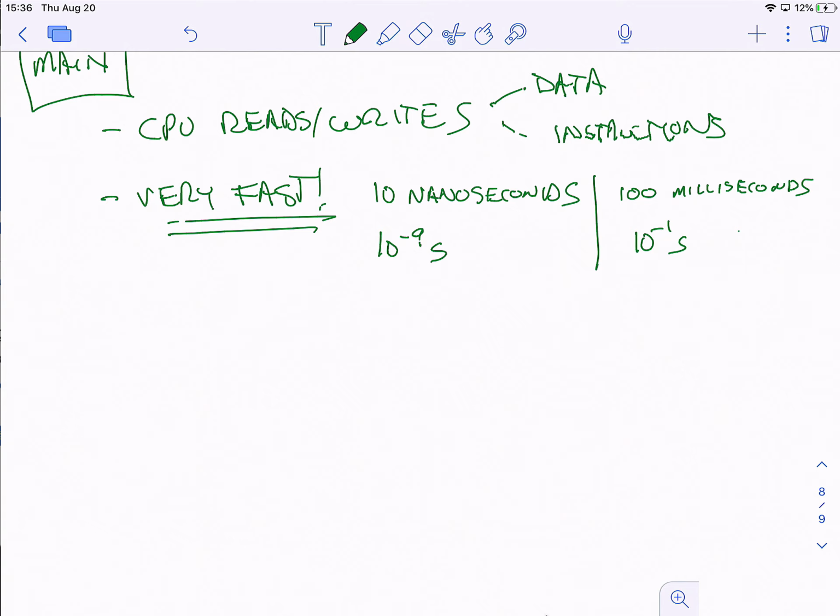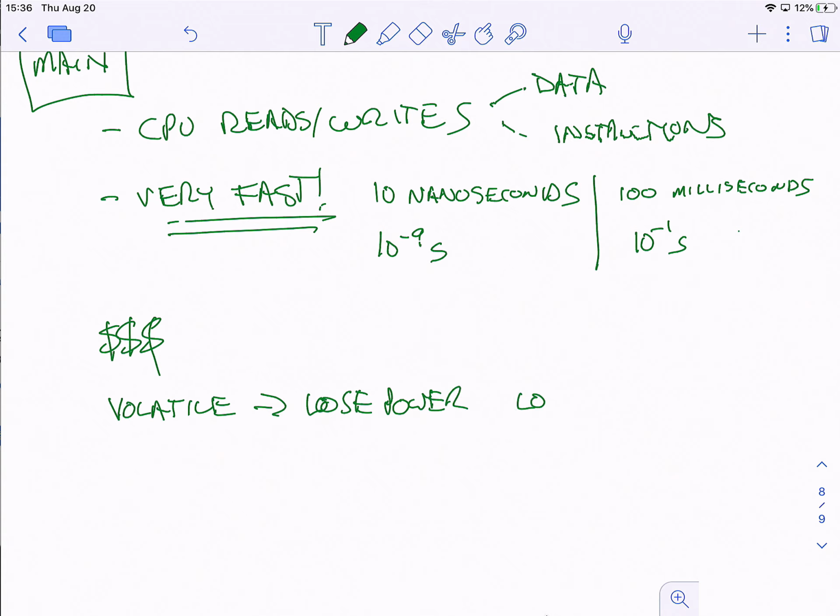So there's two reasons. The first reason is cost, which we're going to look at in a second. It's very expensive to expand the main memory that you have, versus disk. And we'll look at that cost in a second. And the second thing is that main memory is volatile. So when you lose power, you lose the data that's in main memory.